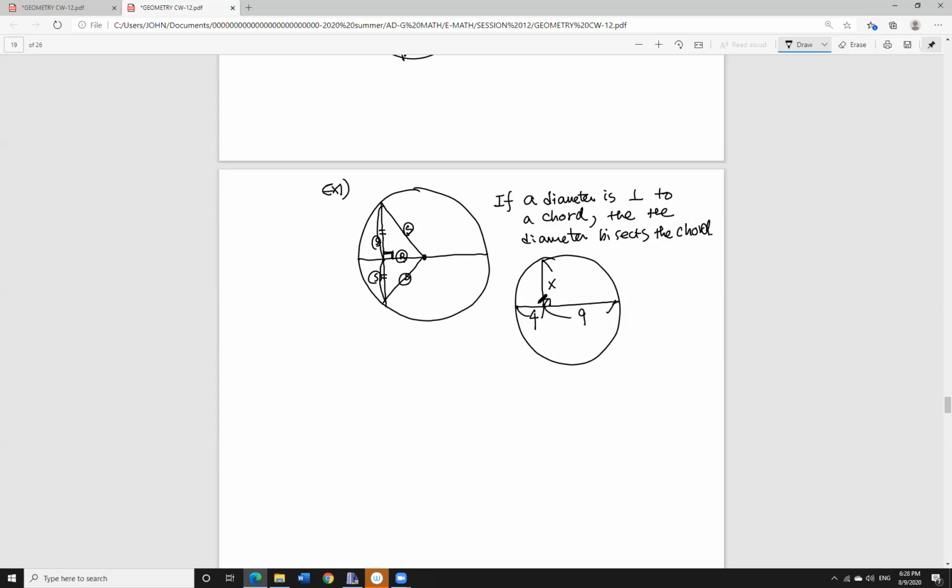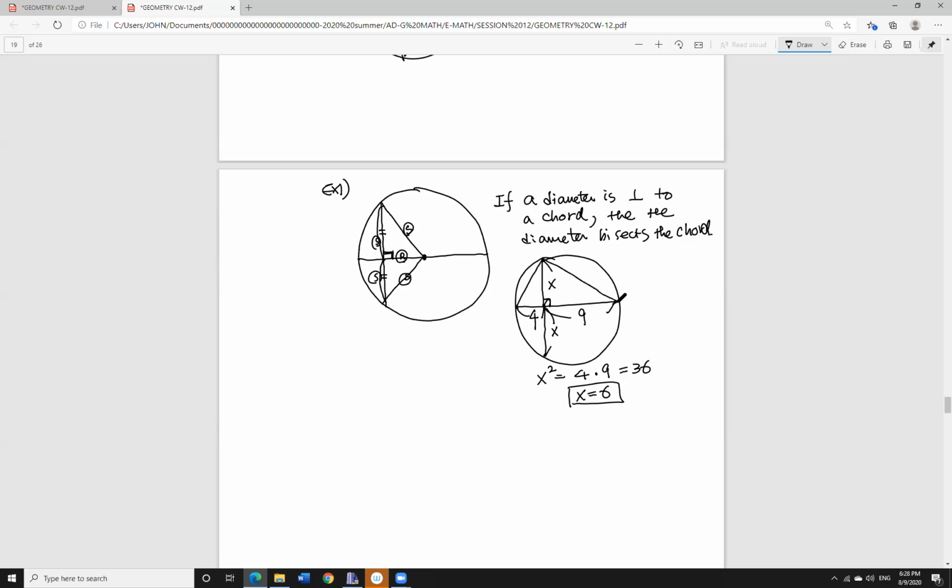We apply the intersecting lines in a circle formula, A times B equals C times D. But the point is on the circle, right? That's why we extend it over here. But this perpendicular means it always bisects the chord. The other side is also x. Now we can apply the theorem, right? x times x, x squared equals 4 times 9, which is 36, isn't it? So what is the value of x? x equals 6.